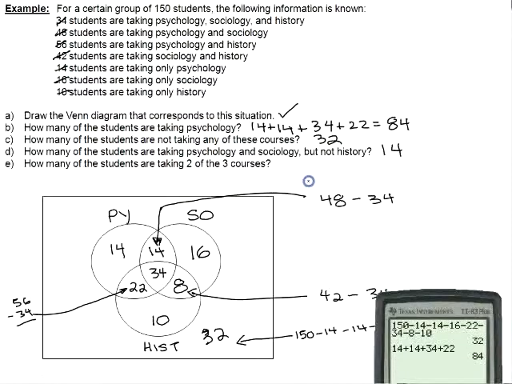And then question E is, how many of the students are taking 2 of the 3 courses? All right, these 14 students are taking psychology and sociology but not history. They're taking 2 courses. These 8 people are taking sociology and history but not psychology. They're taking 2 courses. And these 22 people are taking psychology and history but not sociology. They're taking 2 courses. So we need to add 14 plus 8 plus 22. And if you do add that, you'll get 44 students who are taking 2 of these 3 courses.